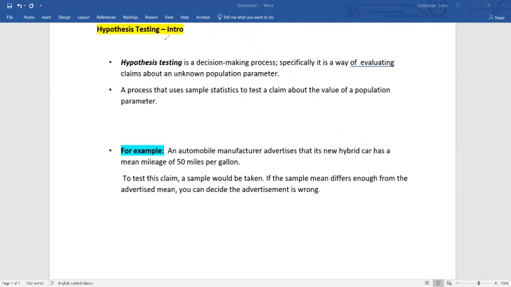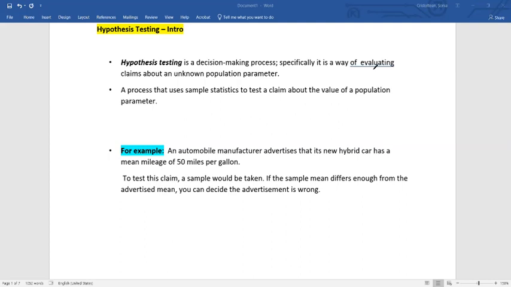Hello, in this video, I will be talking about the basics of hypothesis testing. Let's go over a few definitions. We will learn about the elements of a hypothesis test, and we will put all of those together, going through some examples. Hypothesis testing is a decision-making process.